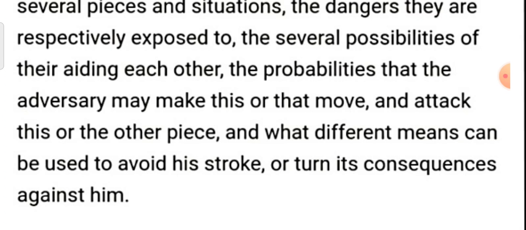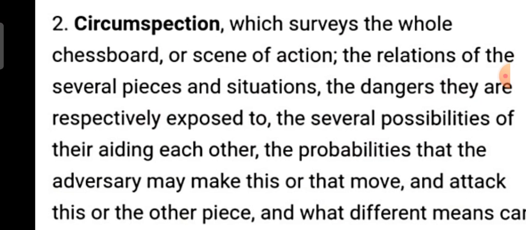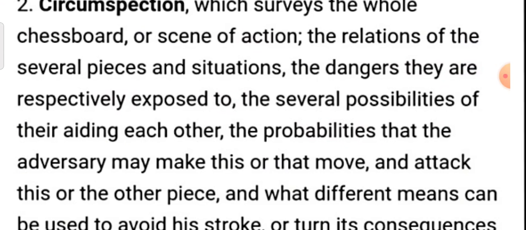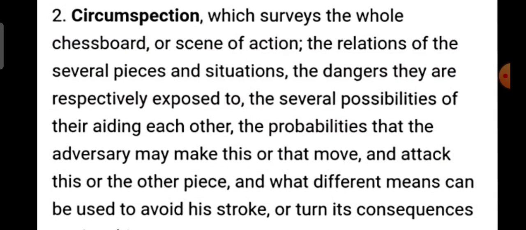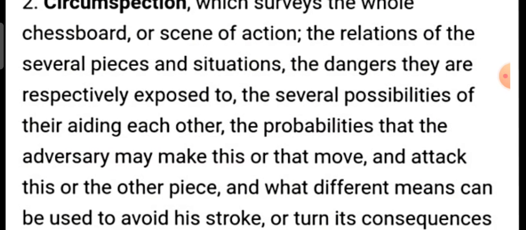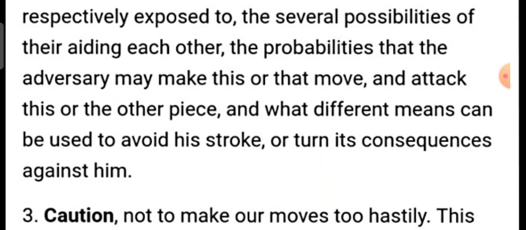Now, these are simple things which help us to lead our life with circumspection. The situation of the whole board means the whole life which is in front of us. Okay, the several possibilities of how we can aid each other in our life. How are there the probabilities that an opponent may attack me if I am wrong somewhere? And what different means can I use to avoid his stroke or turn the consequences towards him?